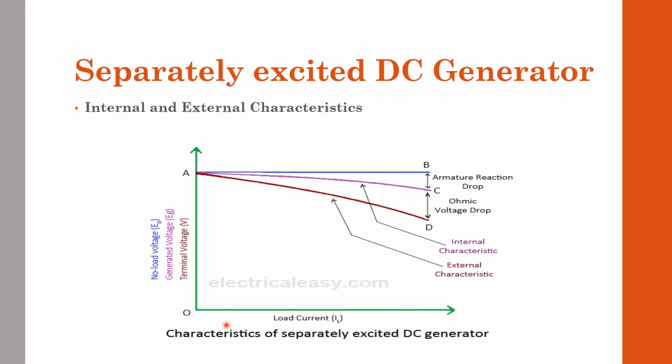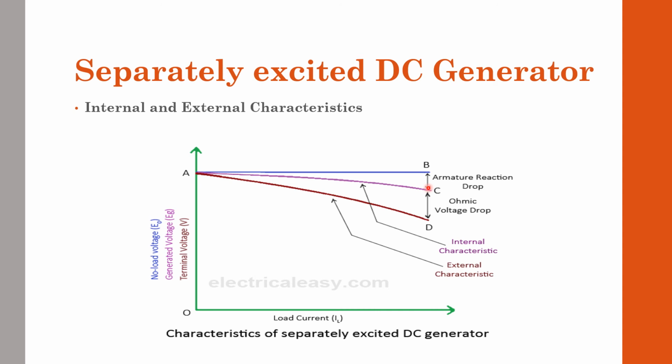Whenever you are increasing the load current, for the ideal condition, when there is a no load condition, the EMF is constant, that is represented in the blue color. So this is for an ideal DC generator. Whenever we are applying load and then increasing the load current, there will be some drop from this blue line. This is because of the armature reaction.